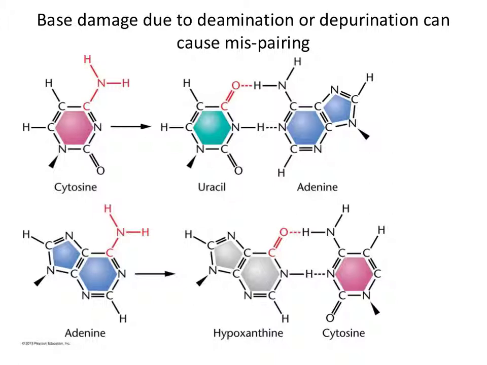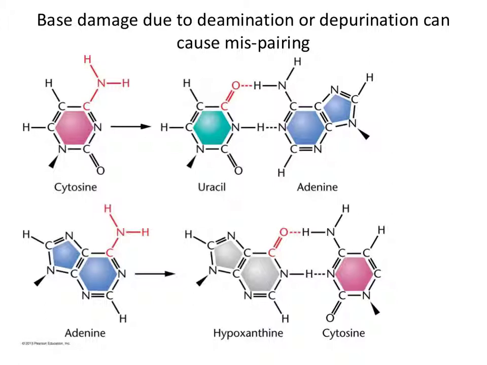Now, another thing that can happen to the nucleotides, the bases in our nucleotides, just as a result of routine cell metabolism and naturally occurring processes, is that you can have damage occurring. And the damage can result in deamination or depurination. And when that occurs, you can also have mispairing or altered base pairing arrangements.